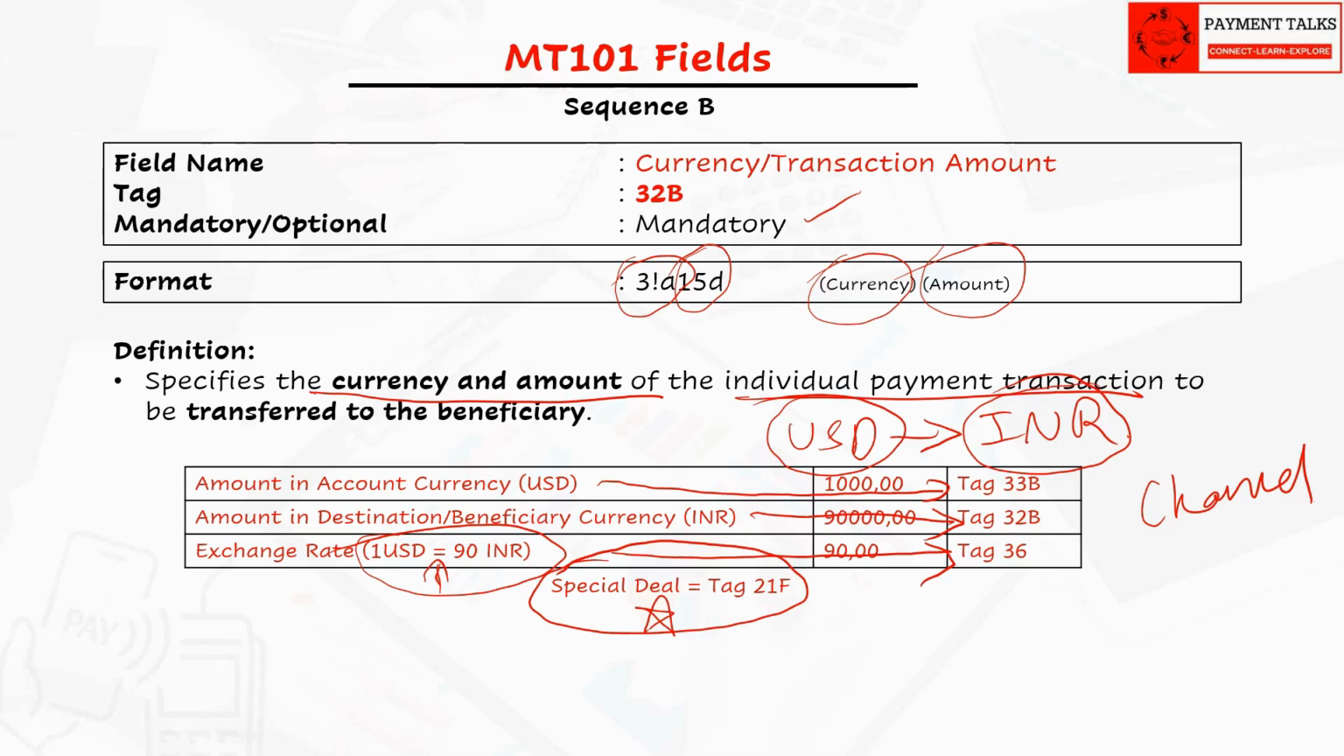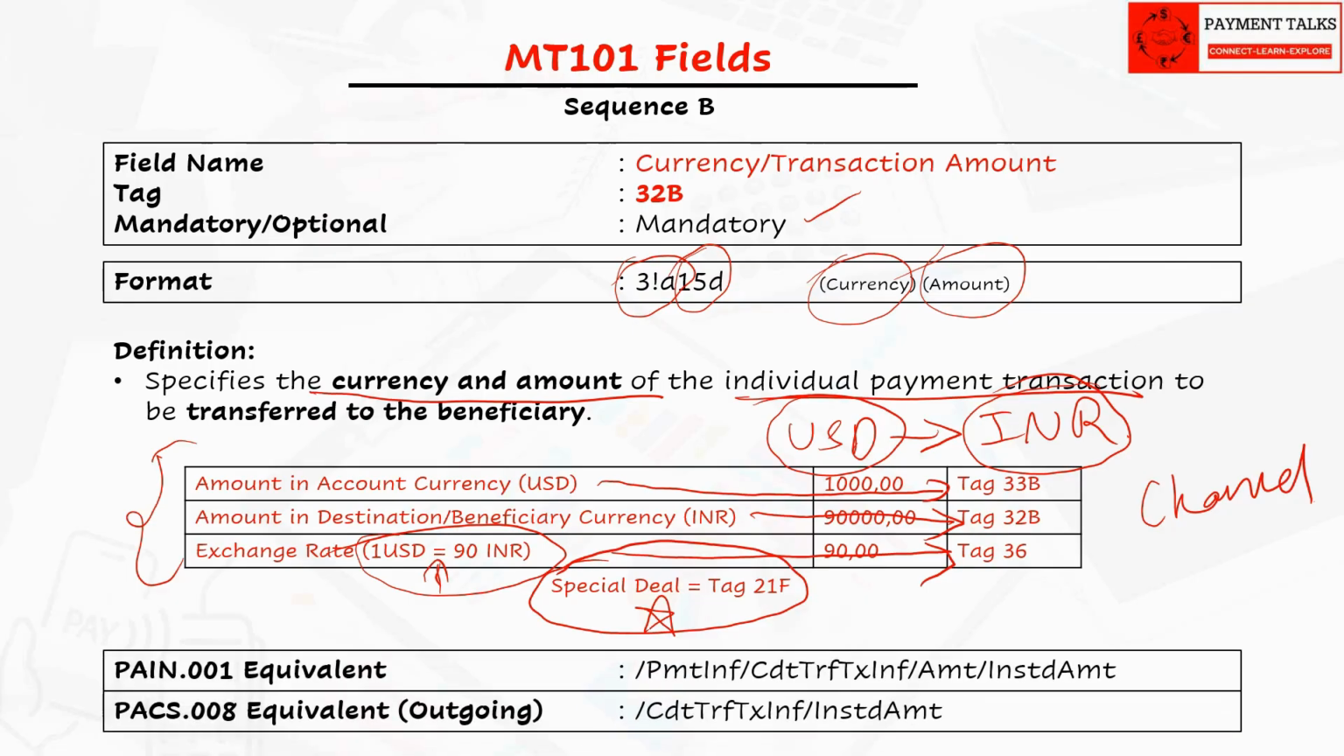Now if you see, there are two amounts mentioned in the MT message and they are tied to each other using the exchange rate. In the ISO world, this concept is applied differently. I will explain this concept when we discuss the PAIN.001 fields in the next video. For now, you can remember that in PAIN.001, this field is mapped to instructed amount. Even in the PACS.008, this field is mapped to the instructed amount.